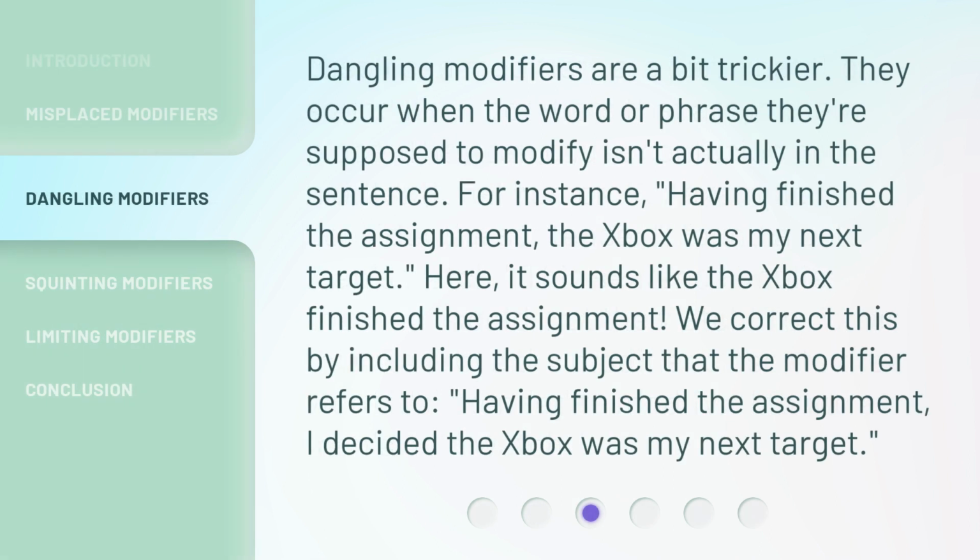Dangling modifiers are a bit trickier. They occur when the word or phrase they're supposed to modify isn't actually in the sentence. For instance, having finished the assignment, the Xbox was my next target. Here, it sounds like the Xbox finished the assignment. We correct this by including the subject that the modifier refers to. Having finished the assignment, I decided the Xbox was my next target.